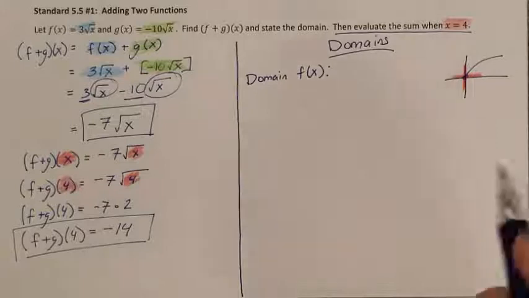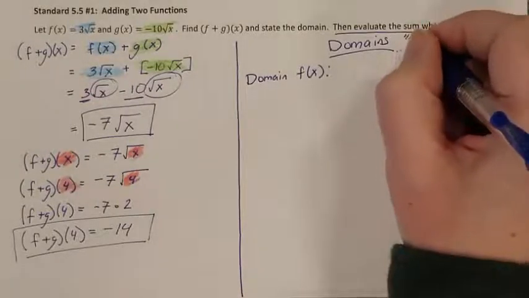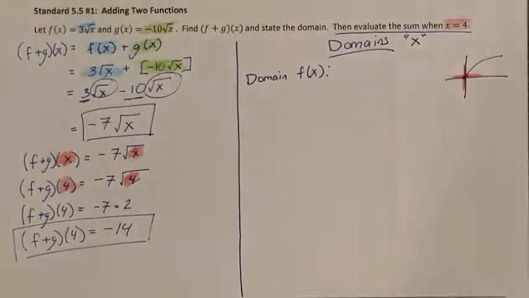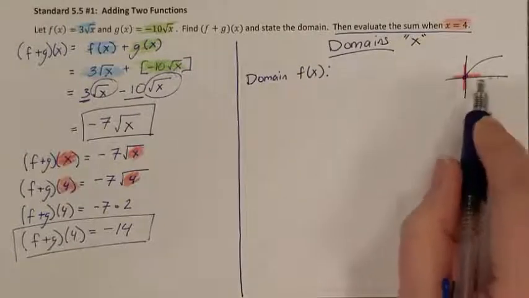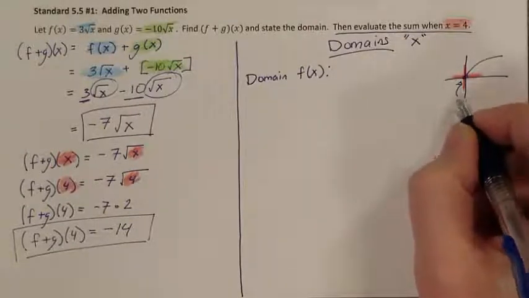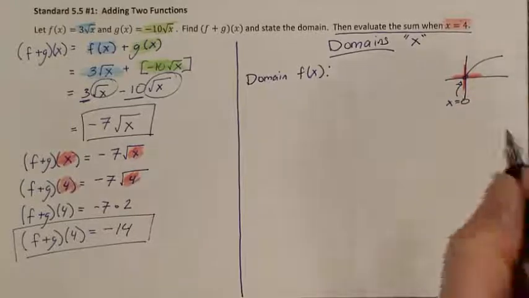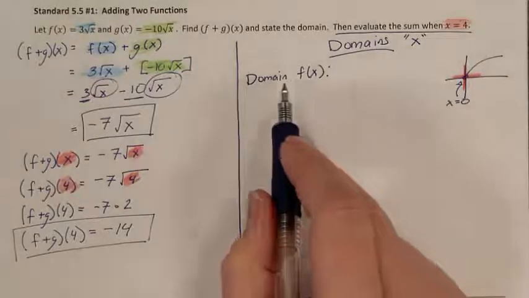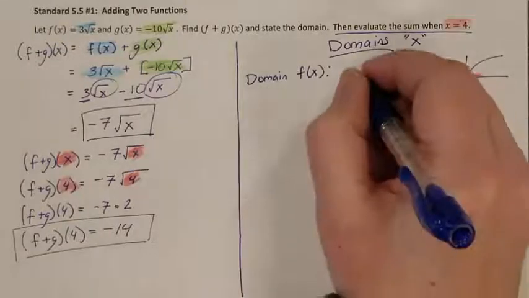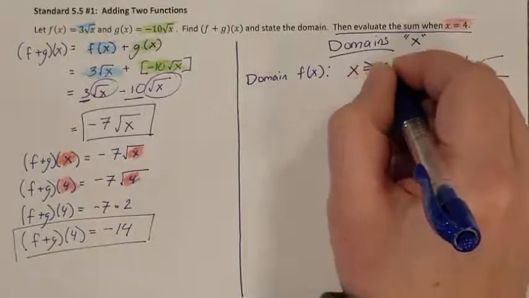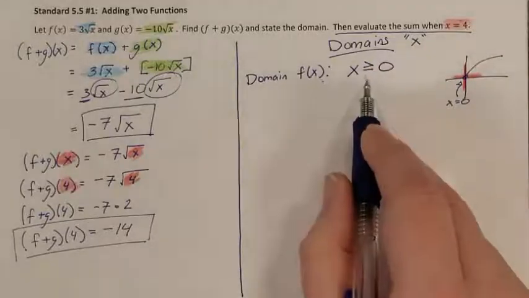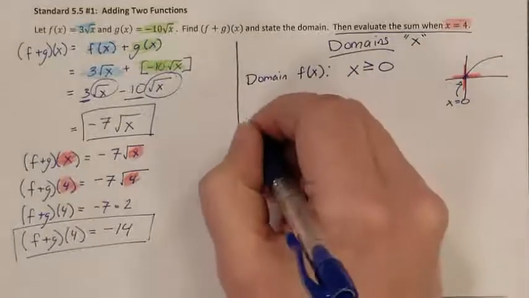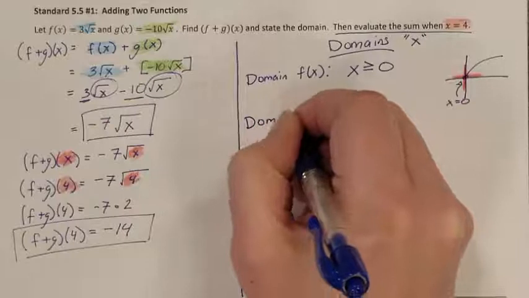We are interested in the x values because domains look at our x's. The last x value used is this x of 0. And I don't see it going any more in this direction, which means that my domain is when x was always 0 or larger. So it's greater than or equal to 0. So let's go ahead and look at the domain of g of x.